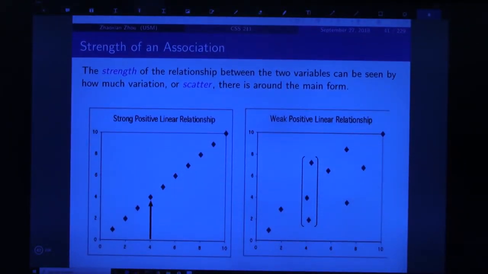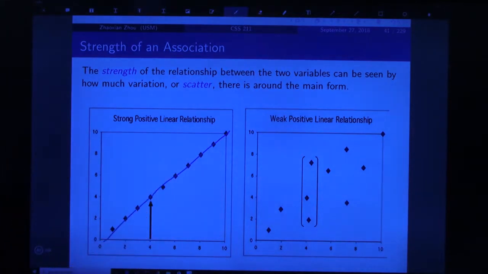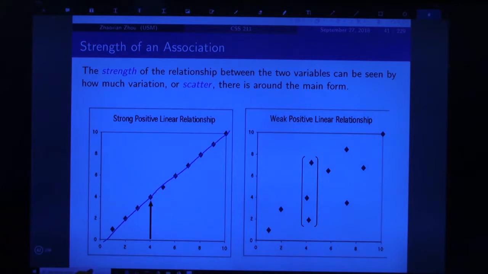The next one is the strength of association. The strength of the relationship between the two variables can be seen by how much variation, or scatter, there is around the main form. In this example, we know this is linear, right? So the line is like this, and we know this is positive, right? Because the slope is positive, and all the pairs of data are on the line. So this is called a strong association.